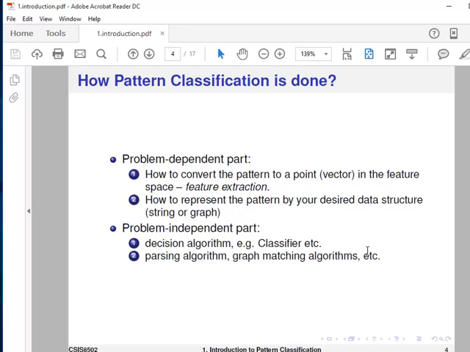When we talk about pattern classification, there are two things: one is problem dependent and the other is problem independent. Problem dependent is the feature extraction part, how we convert this pattern to one vector in the feature space, and how to represent the pattern by the desired data structure. And in the independent part, we discuss different types of classifiers, decision algorithms, parsing algorithms, matching, and graph matching algorithms.